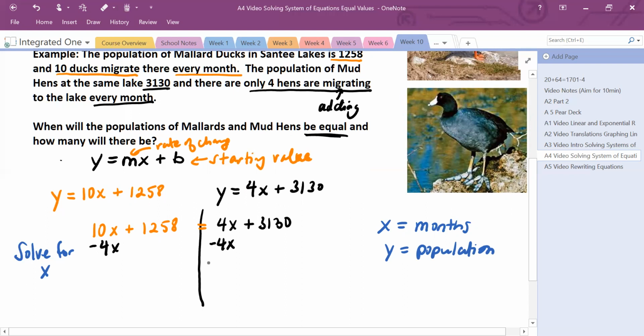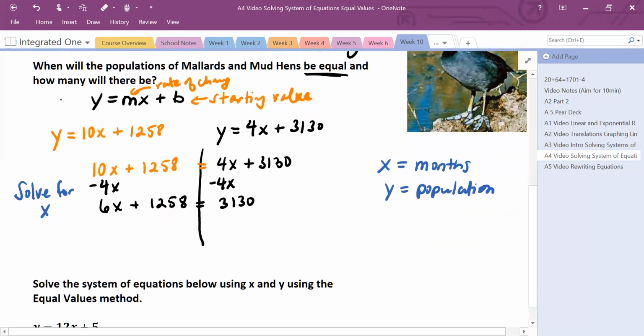So on this side, I just end up with 3,130. 10x minus 4x is 6x, plus, we still have that 1,258. Now we're going to subtract 1,258 from both sides. Now when I subtract this, it goes to 0, so I end up with 6x on this side.